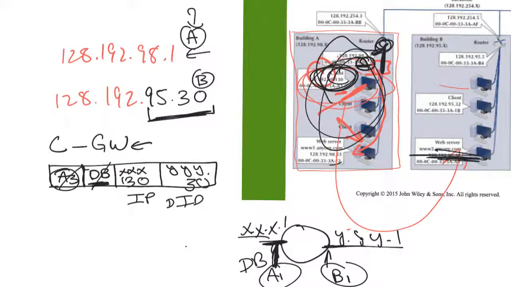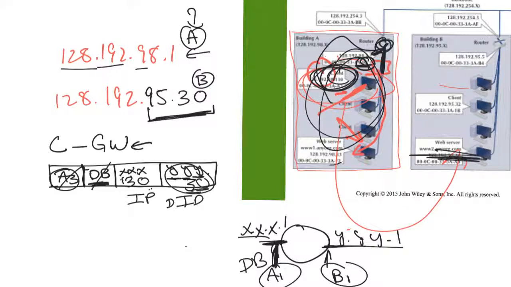The router looks at the address and says, okay, the client, which sits on 128.192.98, which I called XXX.130, would like to talk to the destination, which is 128.192.95.30. Now the router says, well, this is not my address. While the message was addressed to me, I was not the final intended recipient of that message. The message is simply going through me.